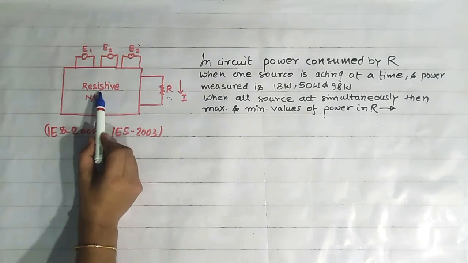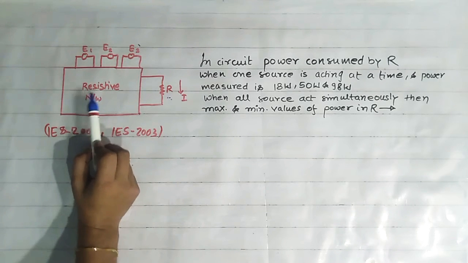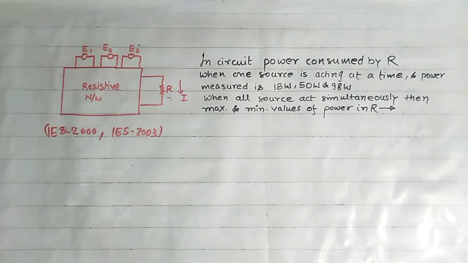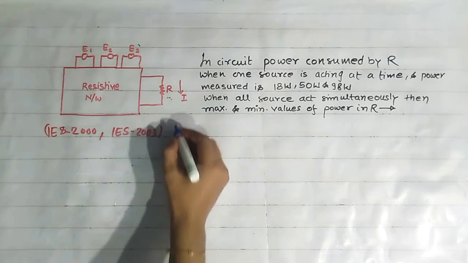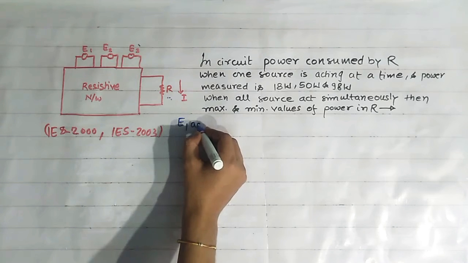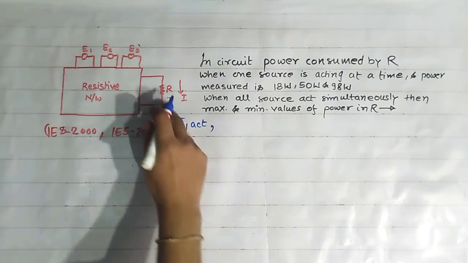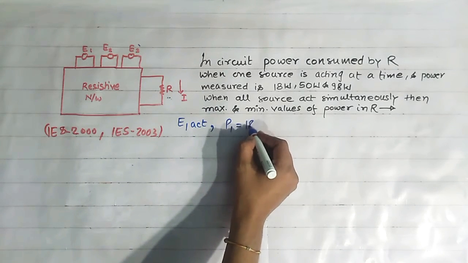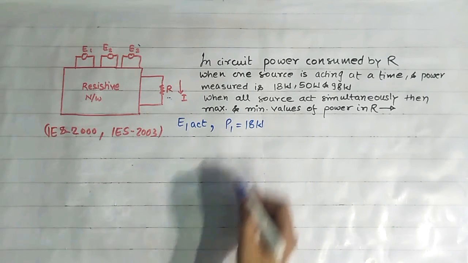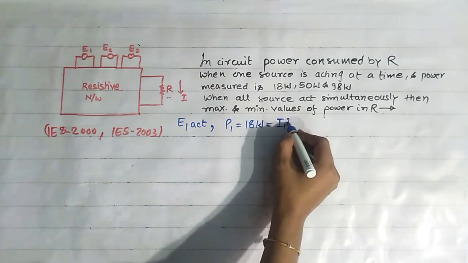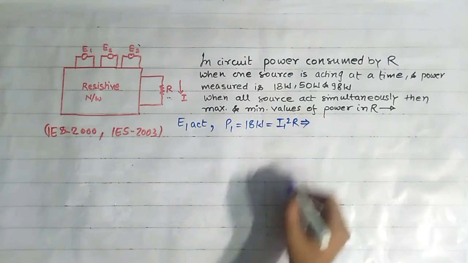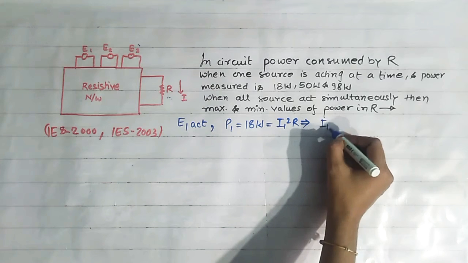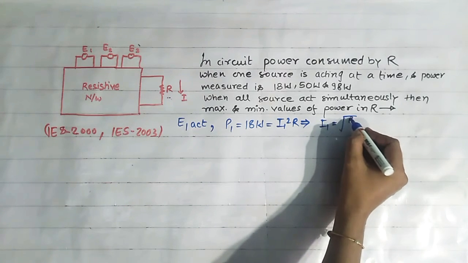Okay, and this network is a resistive network. It means it is a linear network. So how can we solve this question? As we know that this network is linear, we can easily apply the superposition theorem. Suppose when E1 acts, in that case power P measured at this resistance R is P1, that is equals to 18 watt, and that is equals to I1 square R. So from this we can write I1 is equals to root of P1 by R.